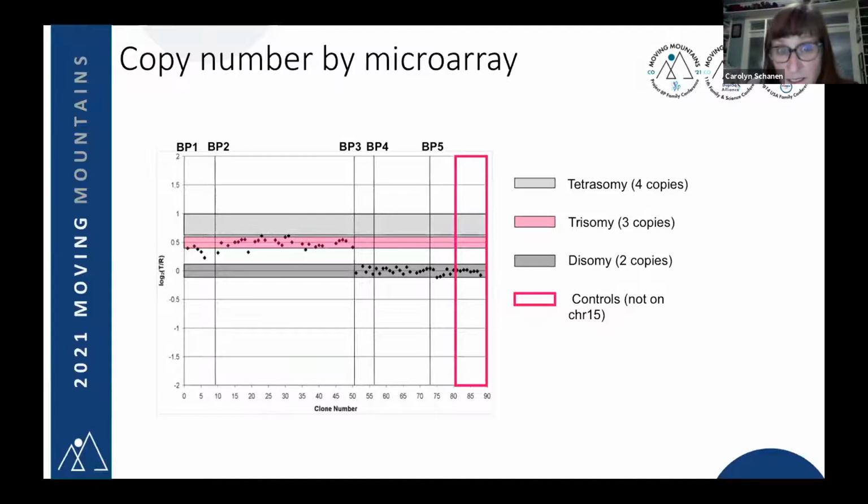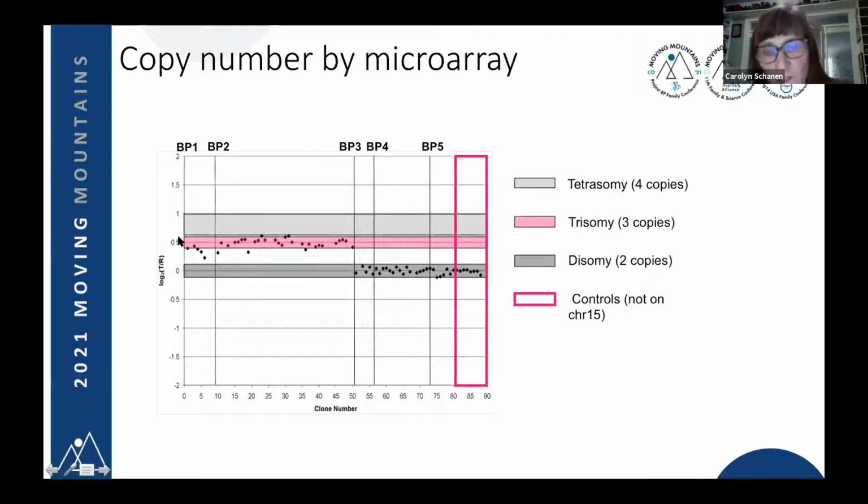So what does array data look like, and what did the doctor see that showed them that you had an extra copy or that your child had an extra copy? So this is an array, again, from my lab, but it's essentially what a clinical array looks like. And it's just focused on the 15 here instead of across the whole chromosomes.